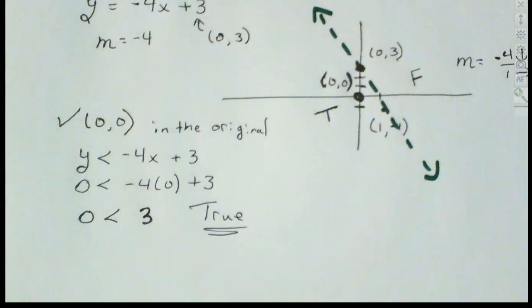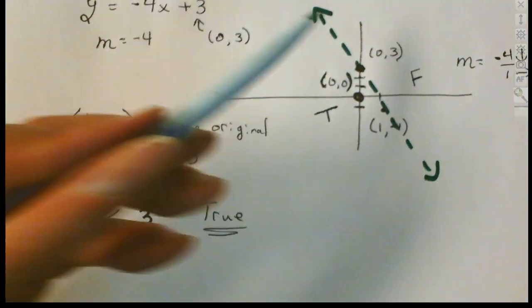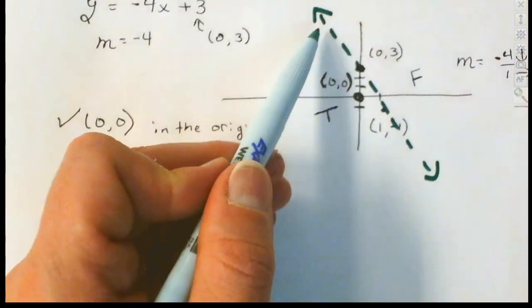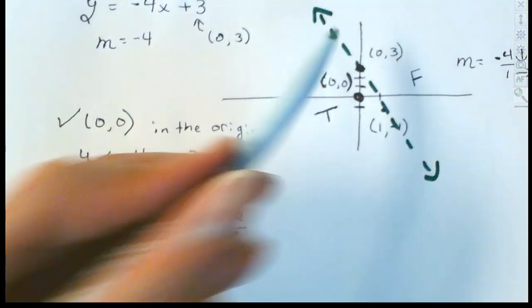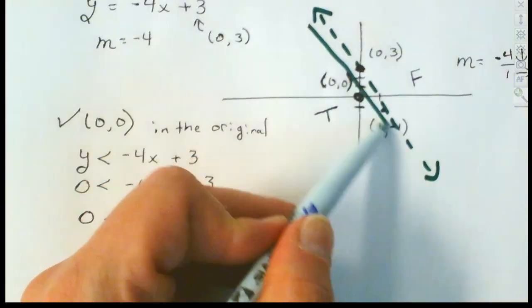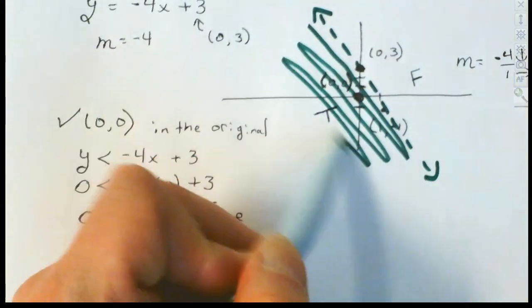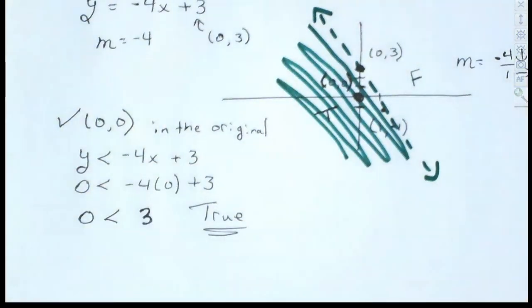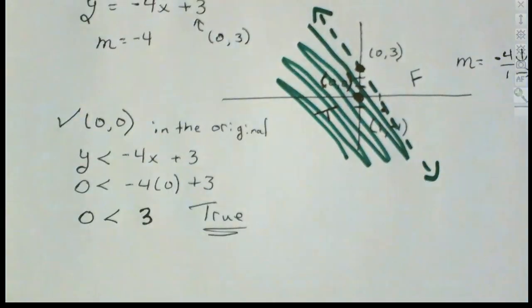In this case, 0, 0 is true. There's my 0, 0. 0, 0 is below the line. 0, 0 was true. So now we can shade it. And where do we shade? We shade the true half. And where is it true? It's true below the line. So that is what your graph will look like. So you're going to shade below the line because 0, 0 was below the line and 0, 0 was true.